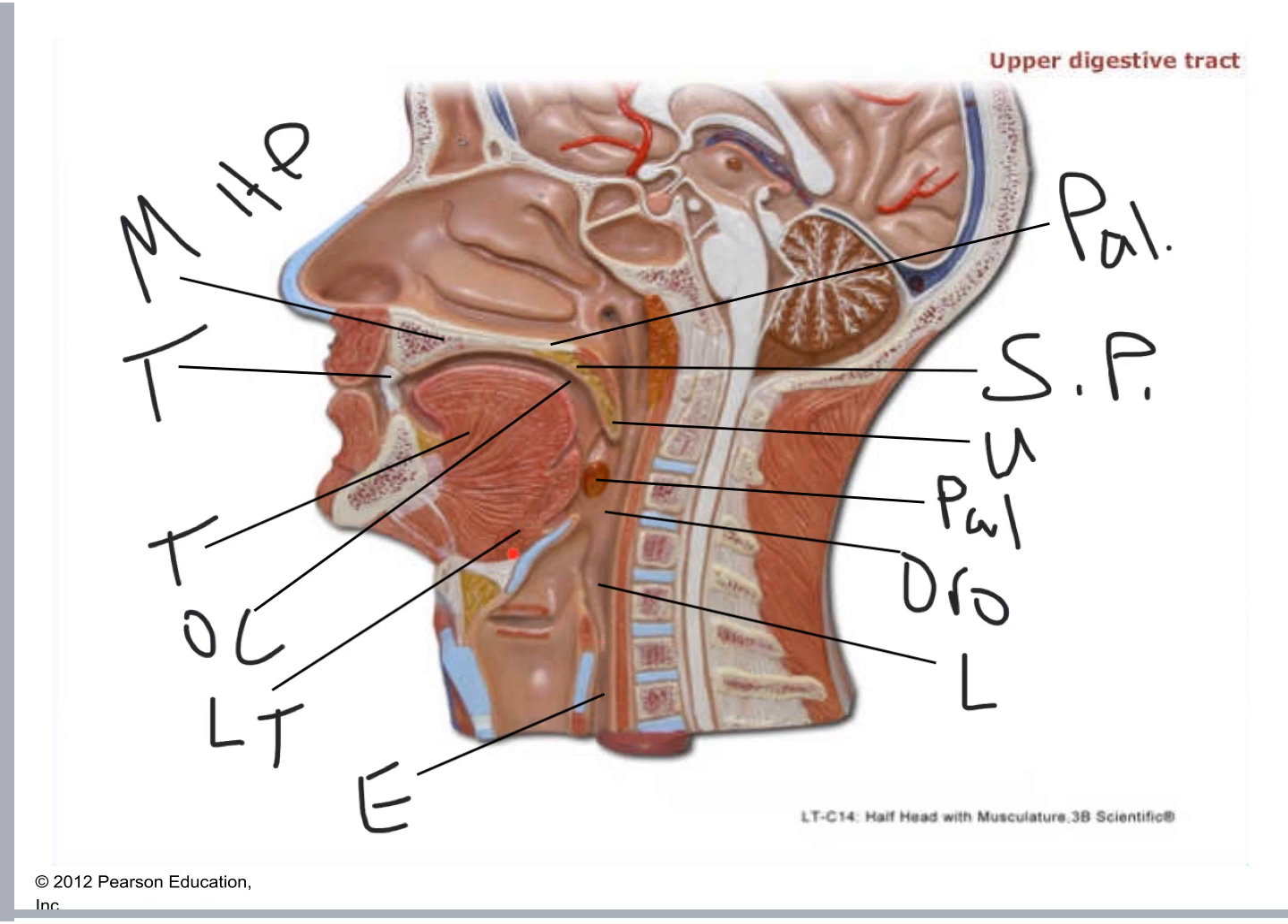Lingual tonsils, right here. Oral cavity, right here. Tongue, right here. Teeth, right here. Maxilla, right here. Hard palate also. Palatine bone, right here. Soft palate, right here. Uvula, right here. The palatine tonsils, right here. Oropharynx, right here. And then laryngopharynx, right here.